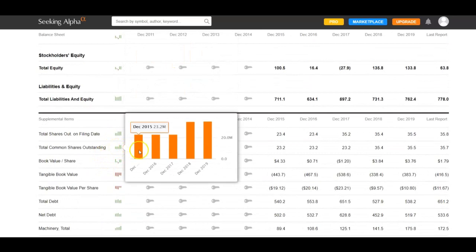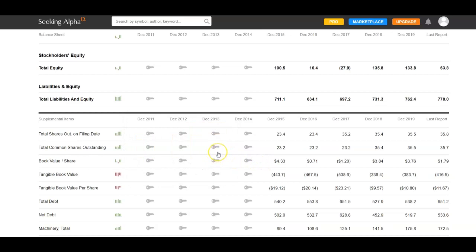we can definitely see they did have a capital raise, a share offering in 2018 that brought the shares up to 35.4 million. They haven't had another one since, but that was the first one they had in the last 5 years. So that is actually a pretty good sign. Actually, that was probably when they went public, because I believe they went public in 2018. But they haven't been offering any more shares, at least as far as Seeking Alpha is concerned.